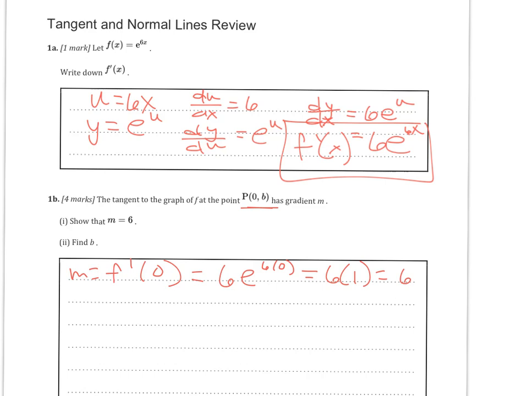Then part B asks us to find b, which is the y value of the ordered pair here. When we're talking about ordered pairs, we're talking about the very original function. So we know f of x equals e to the 6x. To find y when x is 0, we substitute 0 in. Again, we get e to the 0, which is just 1.